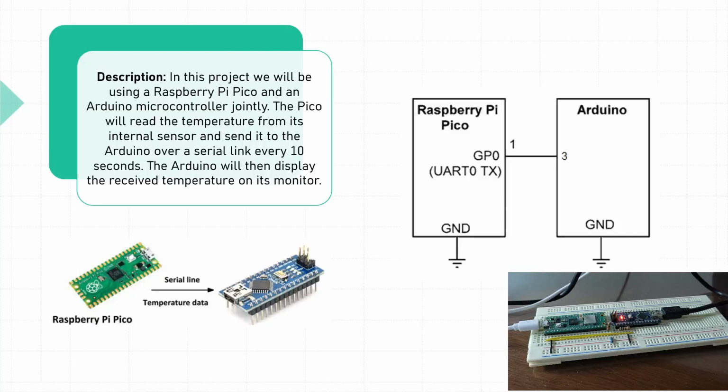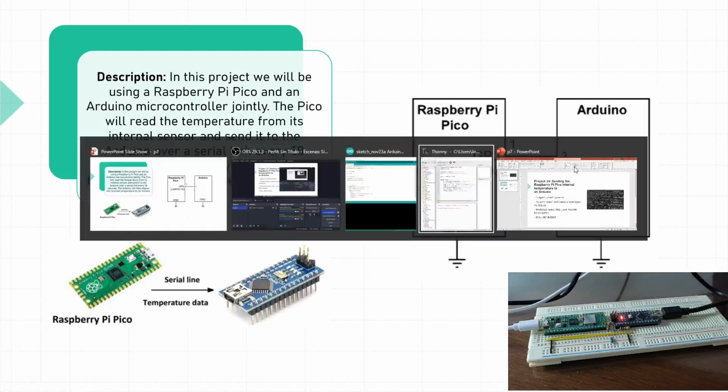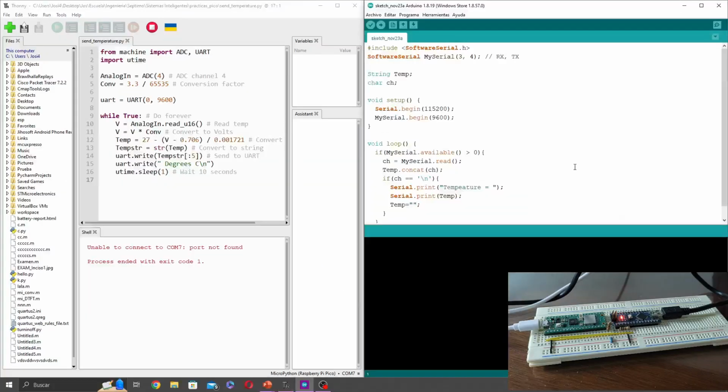You can see that we are using an Arduino Nano, and we're going to connect the UART TX to the UART RX of the Arduino. We are going to move to Thonny and to the Arduino IDE to see the code that we are going to use.